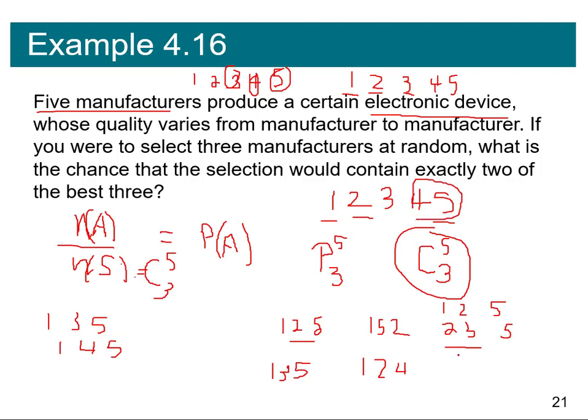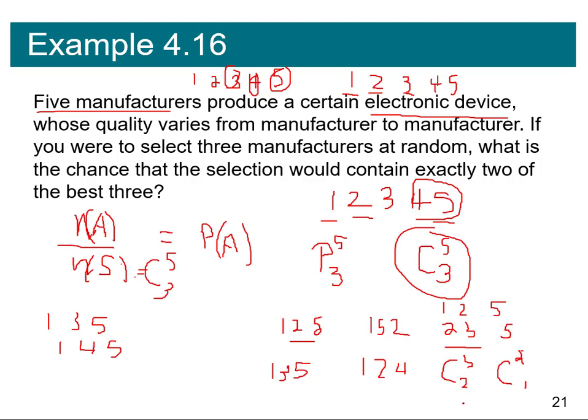So how many ways can we choose 2 from the top 3? Well, that can be written as C(3,2): 2 from the top 3. And then we ask how many ways can we choose 1 from here. That can be written as C(2,1). There's 2 in here, 4 and 5, and we want to choose 1.